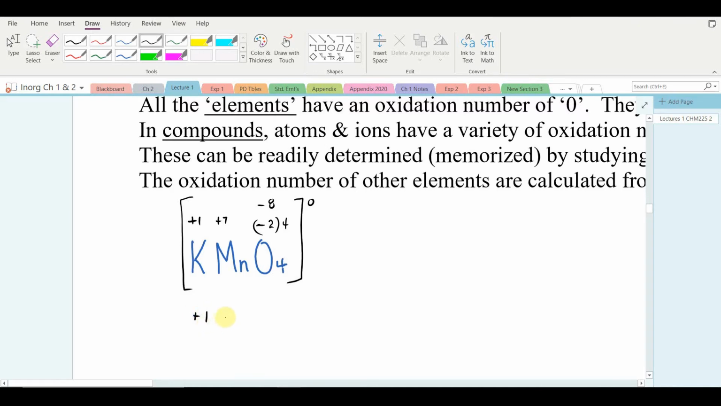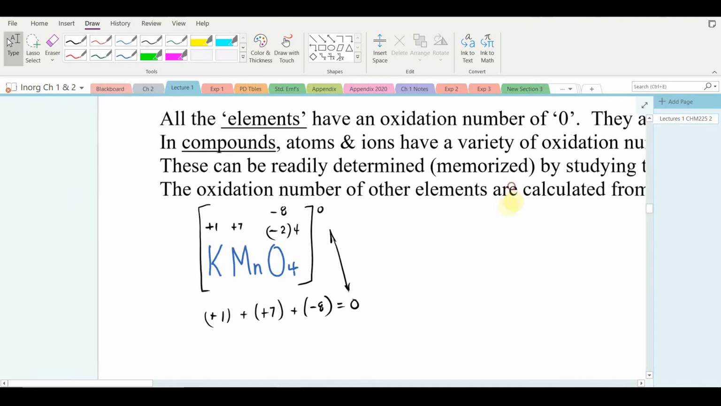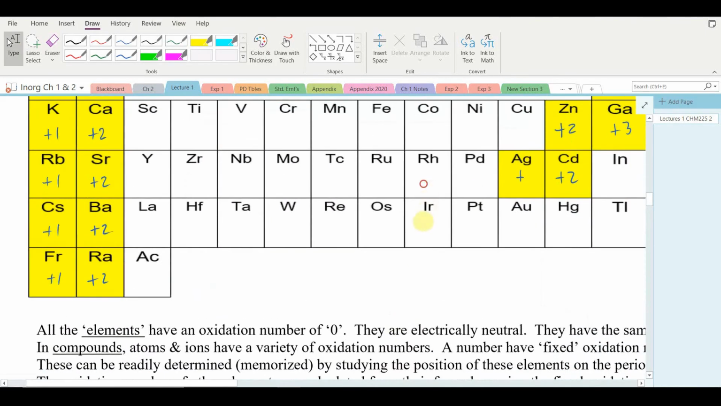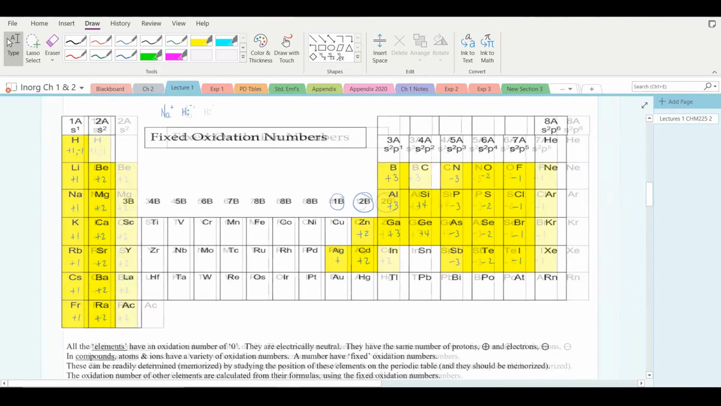+1, +7, and -8 equals 0. So we can calculate the oxidation number of any atom in a compound if we memorize those that have fixed oxidation numbers. So I commit them to you to memorize. You must do so.